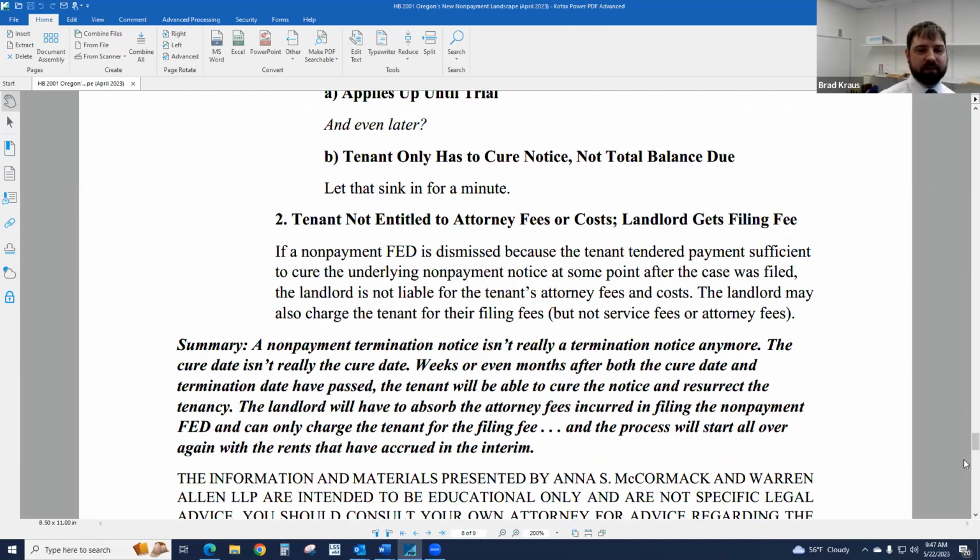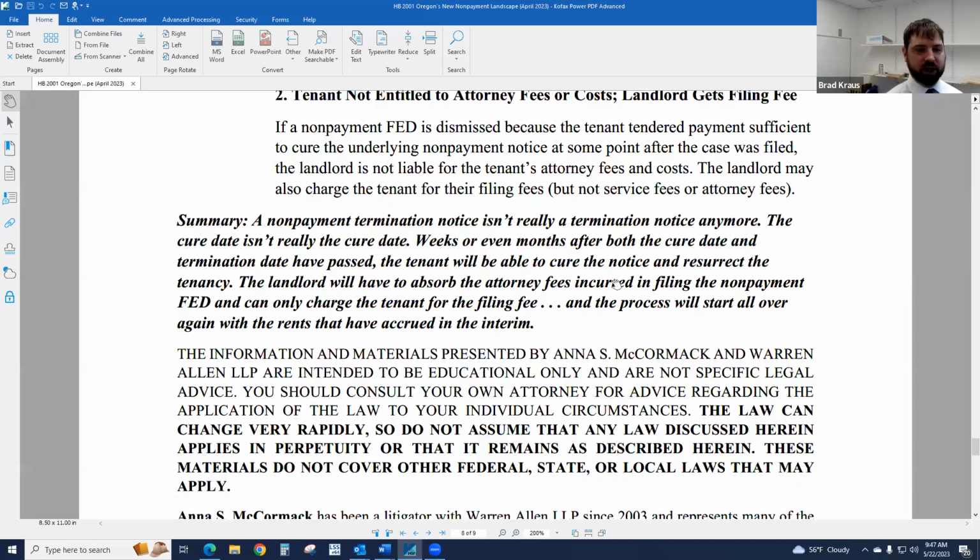If the tenant can do that, then the case is dismissed, but they're not entitled to attorney's fees or costs, and we are entitled to charge the tenant for the filing fee, which in Oregon is $88, but we're not entitled to any service fees or other costs or attorney's fees. So that's unfortunate. That's the reality of HB 2001. It presents some headaches, some challenges, especially that perpetual cure period.